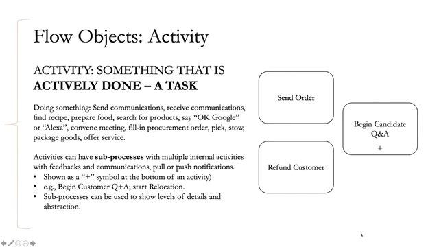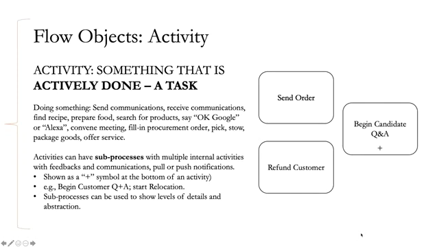So just off the top of my head, trying to go through in my mind all the different activities you need to do. These are all different tasks you need to do. So doing something, sending communication, receiving communication, or the entire retinue of things that I just mentioned. Find a recipe, prepare food, search for products, say okay Google or Alexa, convene a meeting, fill in a procurement order, pick something, stow something, package a good, offer a service. All of these things are activities.